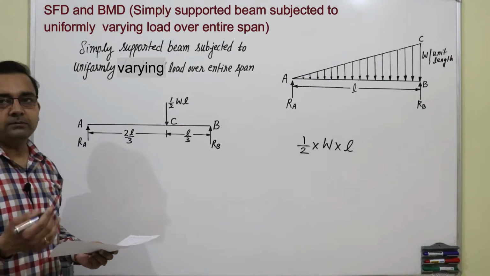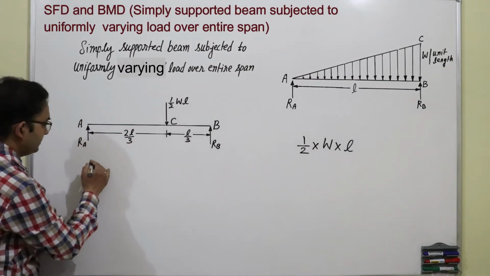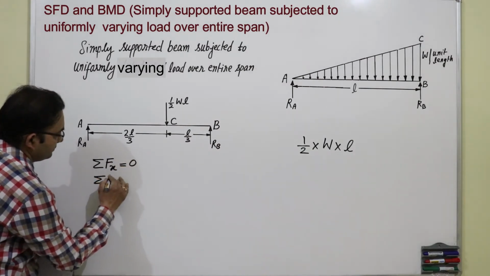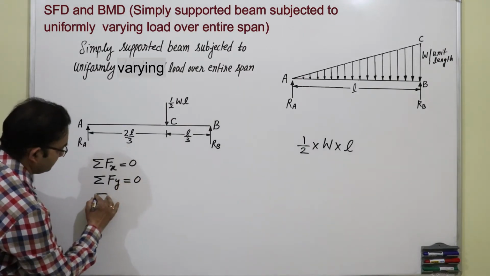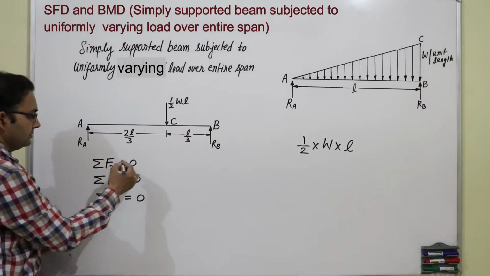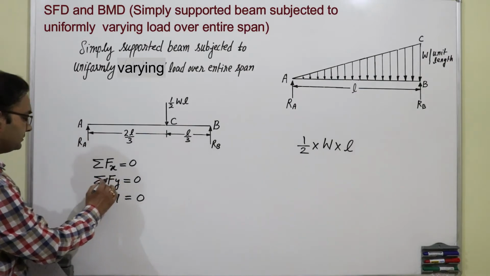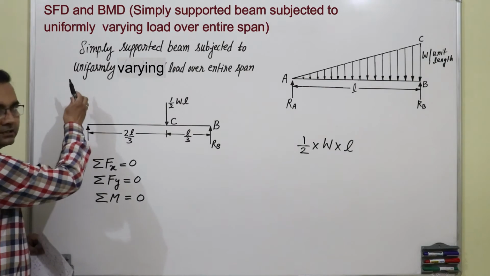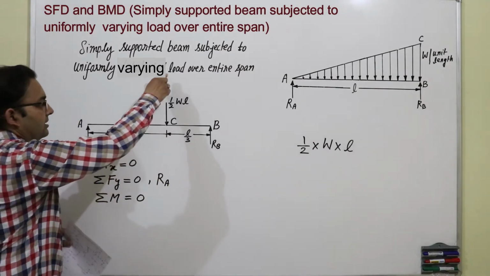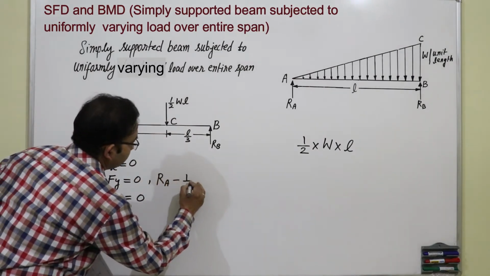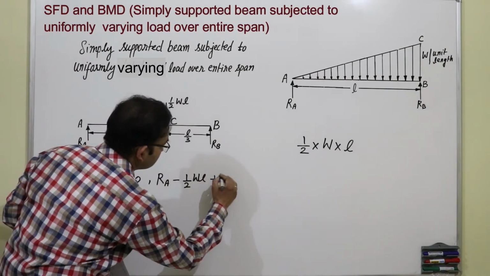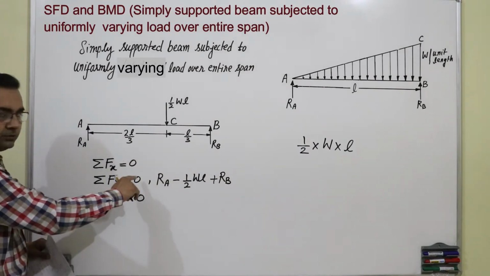Now we will apply the conditions of equilibrium. So these are coplanar forces. Conditions are: sum of horizontal forces is 0, sum of vertical forces is 0 and sum of moments is 0. As there is no horizontal force, we will skip this. Now we come to the equation for Fy. First is Ra, which is upward, then half WL is downward, and third is Rb, which is upward, positive. And the sum should be equal to 0.